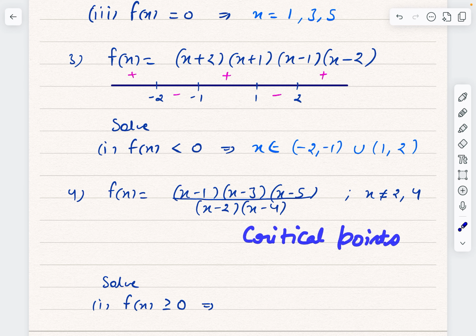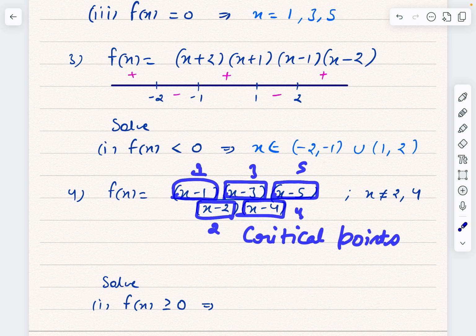What I'll refer to as a critical point is that value of x for which a particular bracket will be 0. Like in this case, this bracket will be 0 when x is 1. This is 0 when x is 3. This is 0 when x is 5. This is 0 when x is 2. This is 0 when x is 4. So all these critical points are there, and we'll plot all of them on the number line.